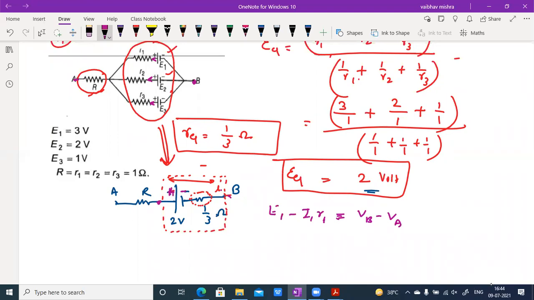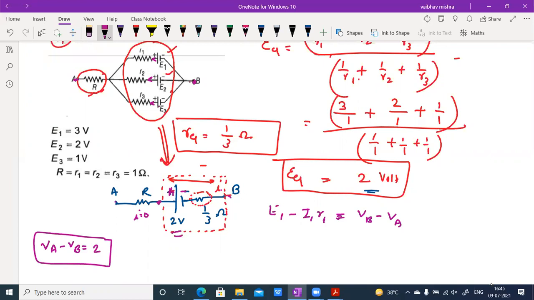Are you getting this point? No current is coming out of this circuit, there is no current in the equivalent EMF, so the potential difference VA minus VB is equal to 2. VA minus VB is equal to 2. This is the equivalent EMF that we got since current is 0.